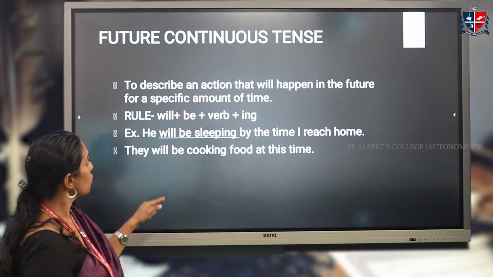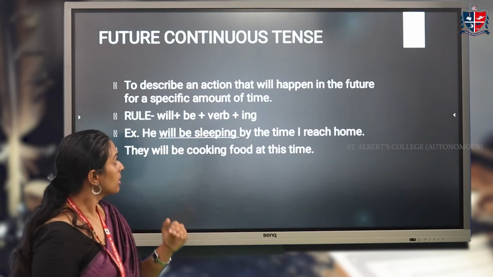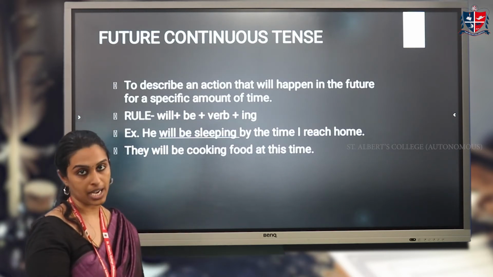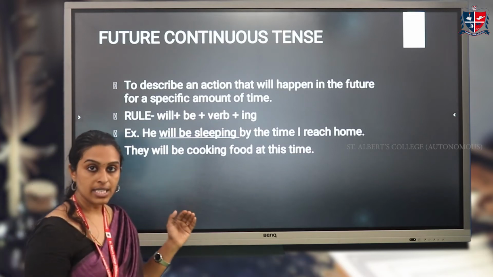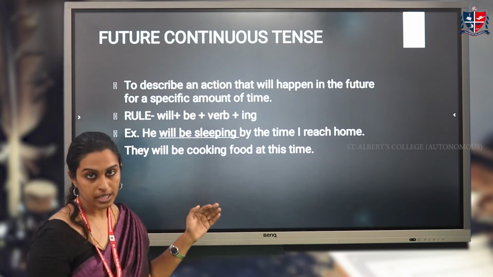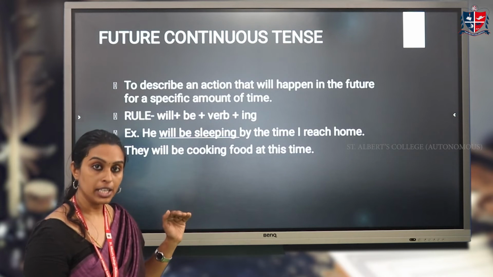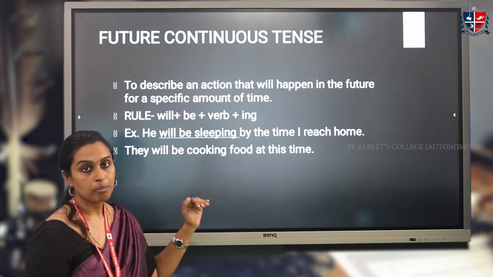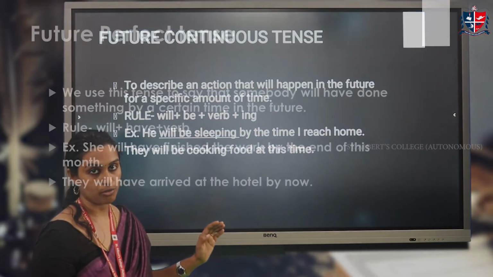So these are all showing what? An action that will happen in the future for only a specific period of time. For all of such cases, we use the future continuous tense, and the rule is that will plus be plus the verb plus the ing form.